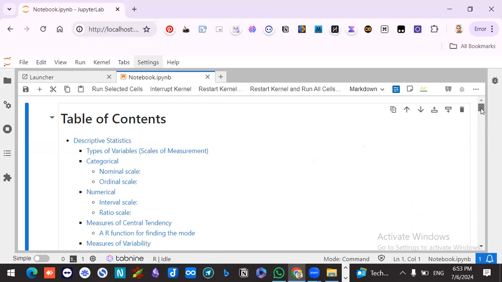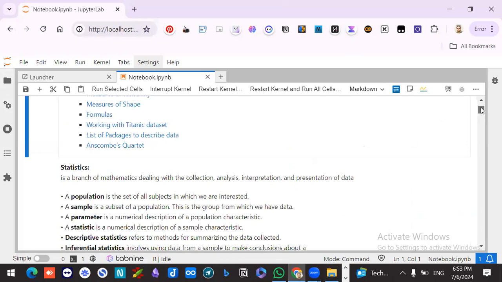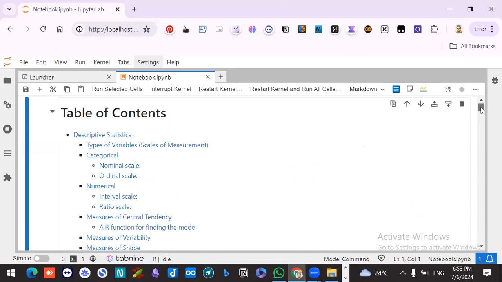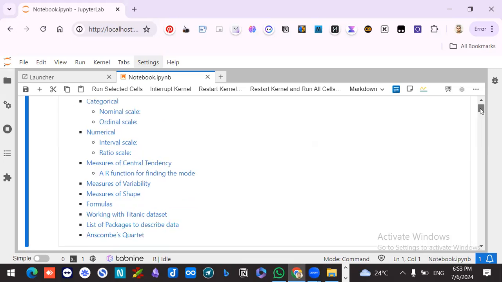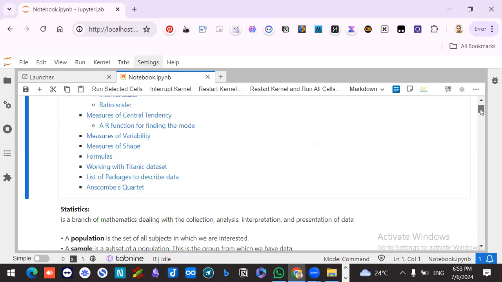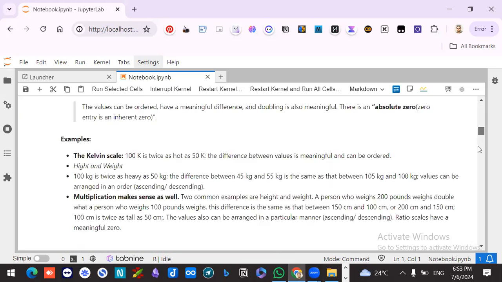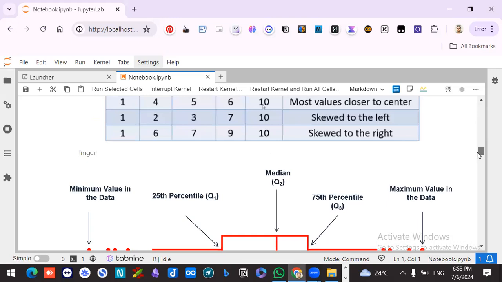And we went through variables, the types of variables and whether they are numerical or categorical. If it is categorical, then what is further nominal scale and ordinal scale, interval and ratio. Then we went with central tendency, where we understood things like mean, median, mode, and variability, and we also covered shape. So these are the covered topics which we discussed.